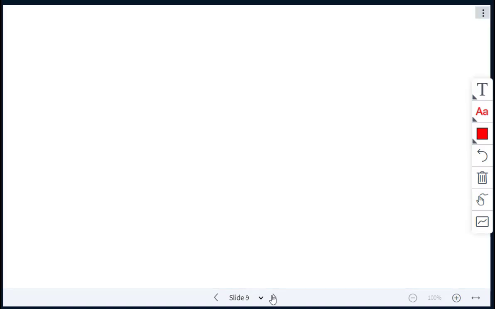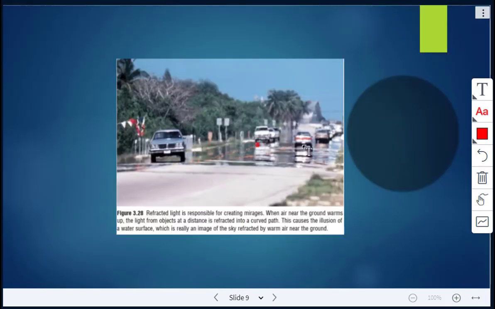So that's something you've probably seen before. It kind of looks like pools of water, but as you get closer, you realize they're not pools of water at all. It is the refracted light that is responsible for creating mirages. Air near the ground warms up, and the light from objects at a distance is refracted into a curved path. This causes the illusion of a water surface. It's really an image of the sky refracted by warm air near the ground.